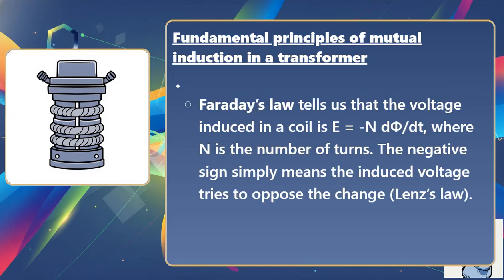Faraday's law tells us that the voltage induced in a coil is E equals negative N d phi over dt, where N is the number of turns. The negative sign simply means the induced voltage tries to oppose the change, Lenz's law.